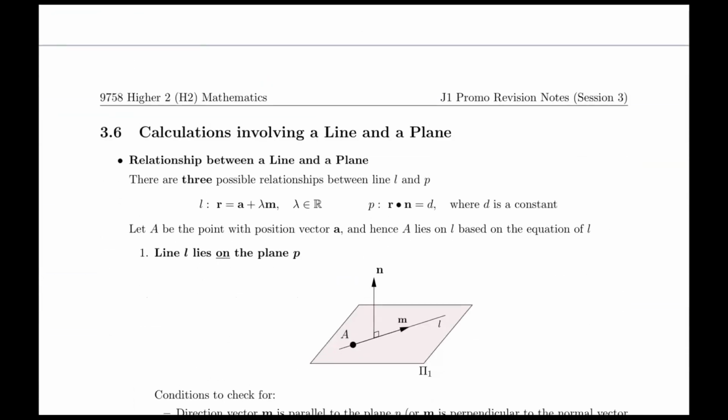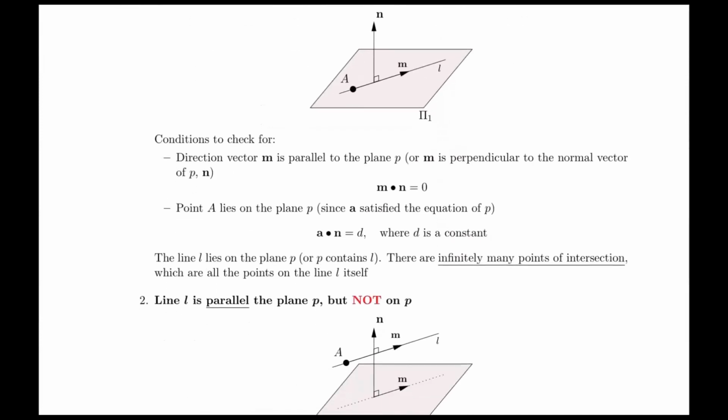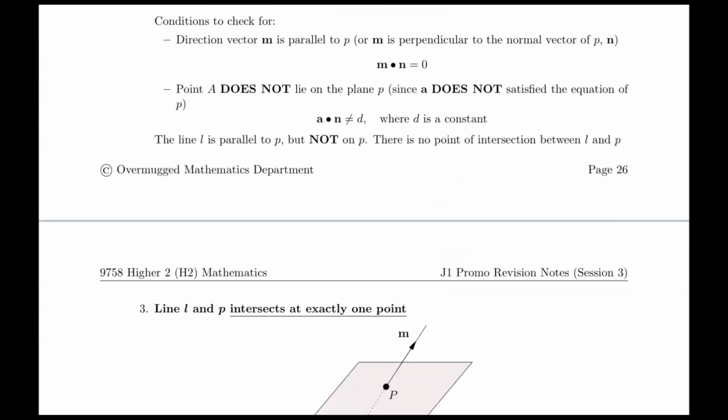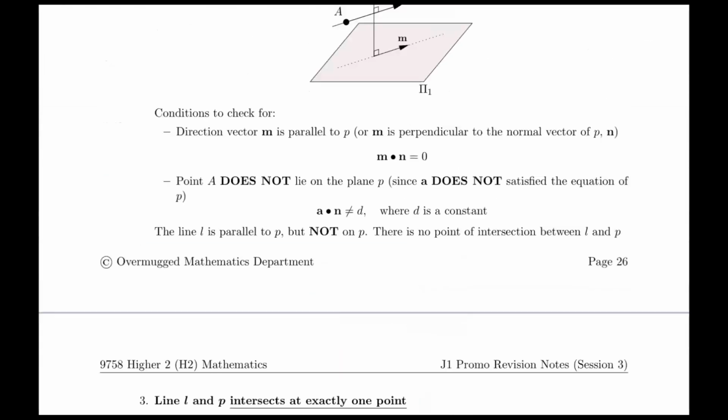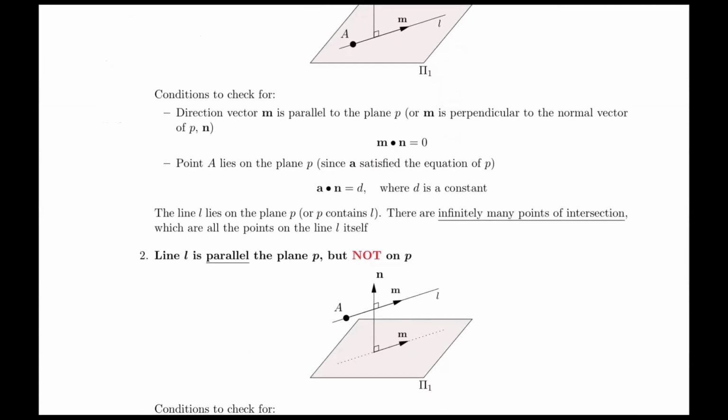Line and a plane. Now, for a line and a plane, you need to know the relationships between a line and a plane. Three different cases: line lies on the plane, line parallel to the plane but not on the plane, and the last one is intersecting the plane. So what are the three different ways? If it lies on the plane, it means what? The direction vectors are the same. And another thing, a point on the line also lies on the plane. Understand? If it's parallel to the plane but not on the plane, basically parallel to the plane, but the point doesn't lie on the plane.